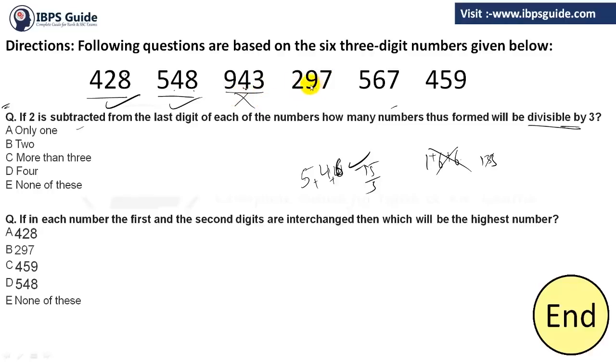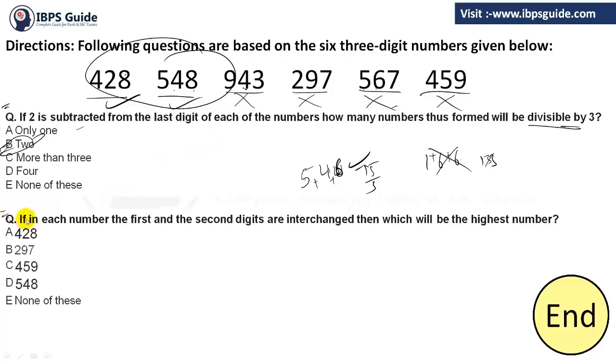But it is not divisible. 9 and 2, 11 plus 5, 16. Not divisible. I am subtracting 2. 6 plus 5, 11 plus 5, that is 16. Not divisible. 4 plus 5, 9. 9 plus 7, 16. Again not divisible. So only two numbers are divisible by 3 when you subtract 2 from the last digit. So the answer will be option number B. Clear? That's it.